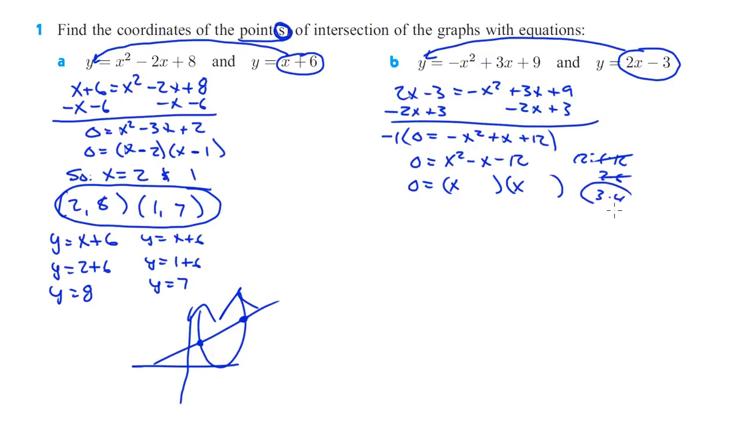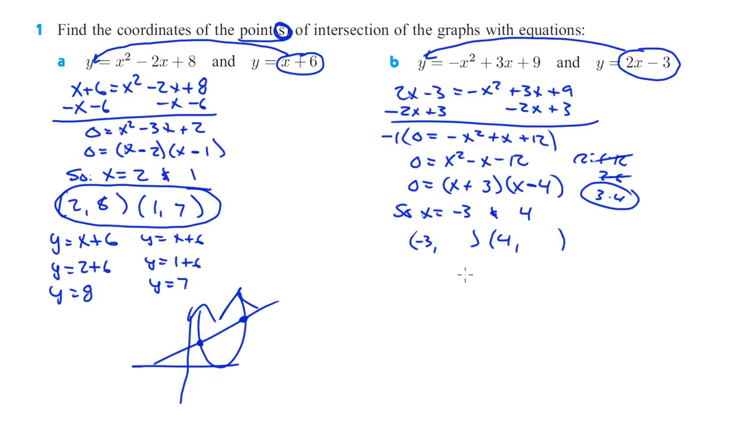But 3 times 4 does work. So we got 3 and 4. We know that these two numbers here have to add up to negative 1, so it's going to have to be negative 4 plus 3. Okay? So x has to equal negative 3, and then x can also equal positive 4. So again, we're going to have two different solutions. One's going to be negative 3 for the x, and one's going to be 4 for the x.